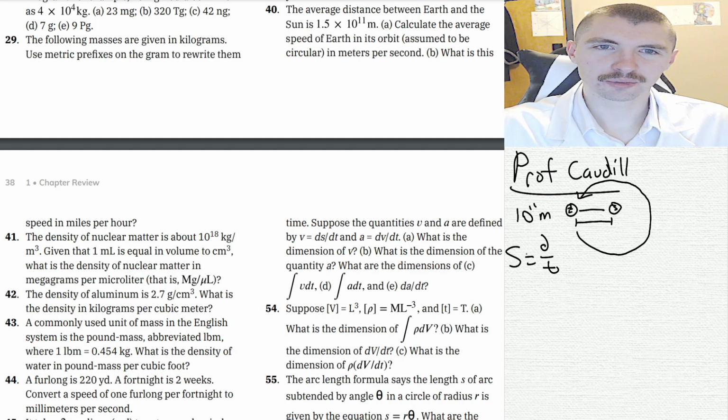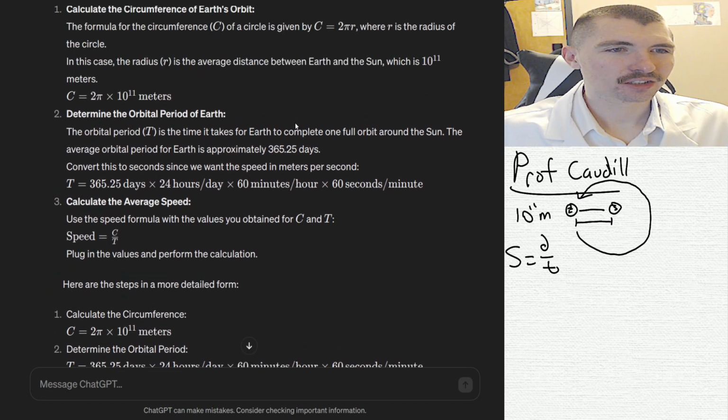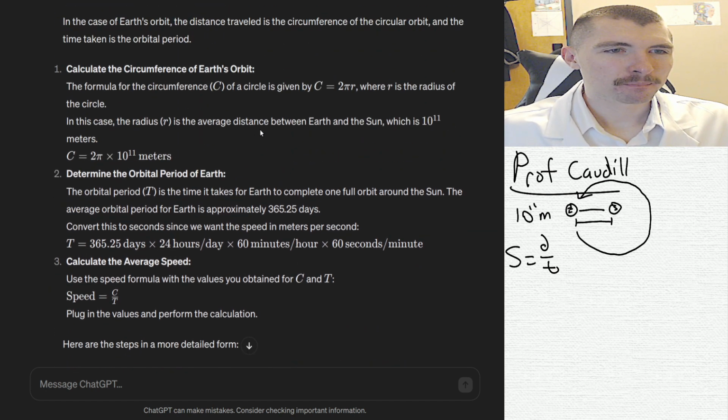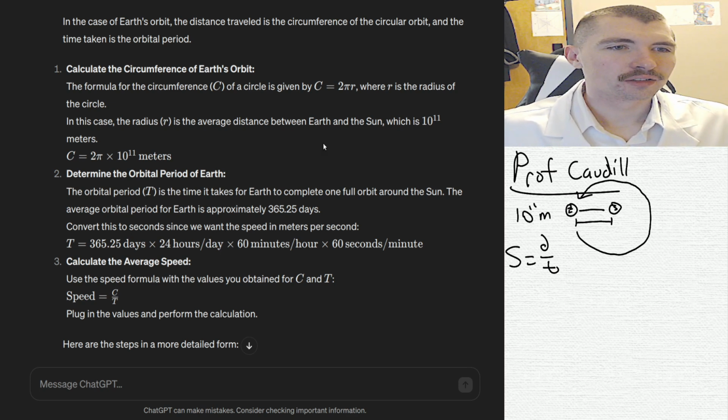So we want to know, maybe I'm wrong, maybe 2 pi r. Radius is the average distance between the Earth and the Moon. Okay, so this is just extra. Don't worry about this.